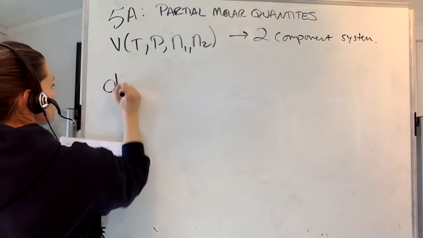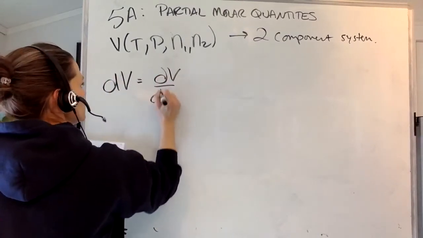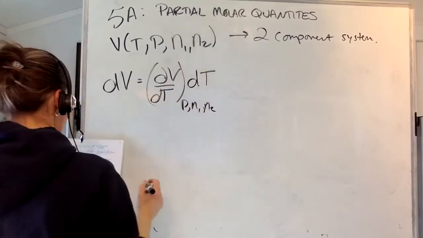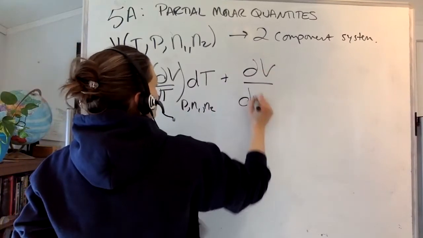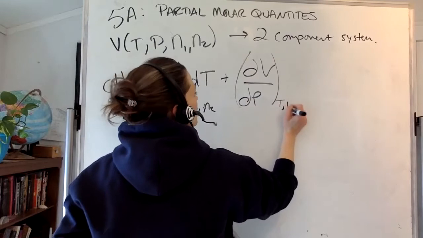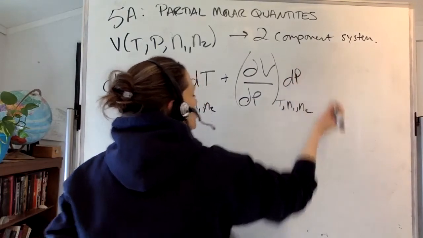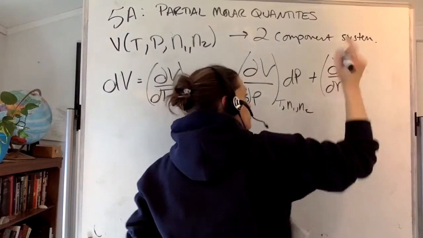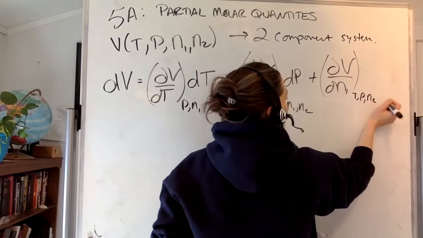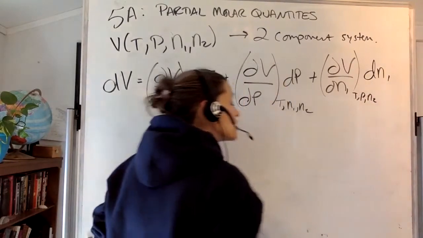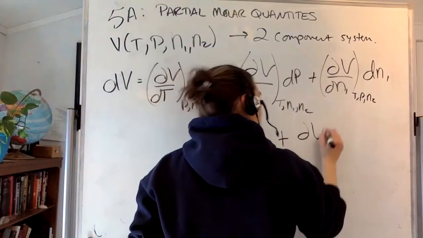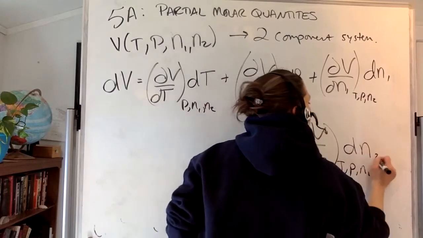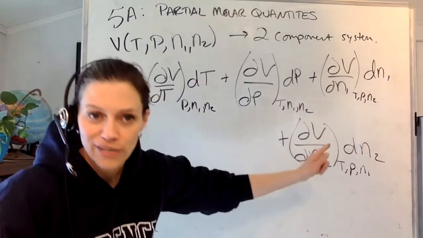Well, let's start with the total differential. dV is equal to how the volume changes when the temperature changes, with pressure, N1 and N2 constant, multiplied by the actual change in temperature, plus how the volume changes when I change pressure at constant T, N1 and N2, multiplied by the change in pressure, plus how the volume changes when I change the number of moles of the first component with T, P, and N2 constant, multiplied by the change in the number of moles of the first component, plus partial V, partial N2 with T, P, and N1 constant, multiplied by the change in the number of moles of N2.